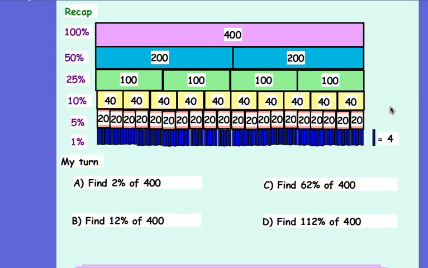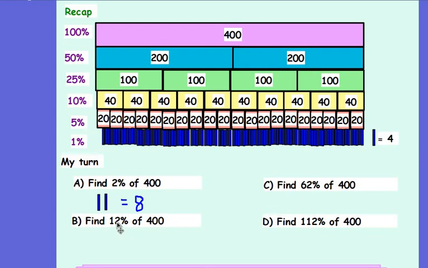We're now going to combine up these percentages to work out some different percentages. I'm going to do some examples and then you're going to do some. So to start off with, I want to find 2% of 400. Well, I know what 1% is. It's one of these little bars. So I can find 2% by using 2 of those little bars. If each of those little bars is worth 4, how much is 2 of them going to be worth for me, Barbara? 8, exactly. 4 plus 4 is 8.